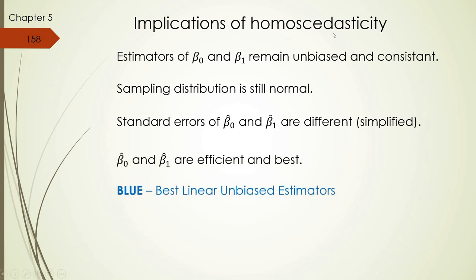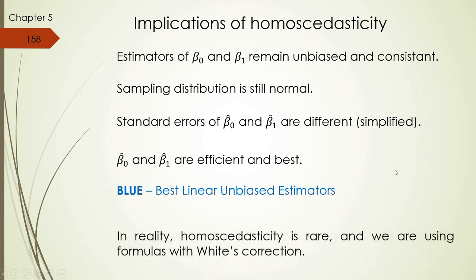Also, if we have good, homoscedastic data, beta 0 hat and beta 1 hat are efficient and best. So we will get the BLUE model, best linear unbiased estimators. In reality, unfortunately, homoscedasticity is rare, and we are using formulas with White's correction. So this is that formula that I was talking about with the heteroscedasticity robust error. It is designed on the basis of White's correction, and in most cases we will use that option in order to protect ourselves from heteroscedasticity.